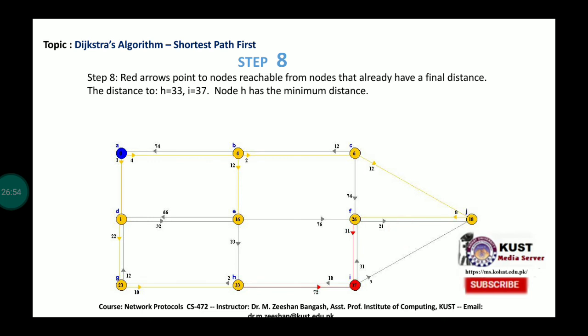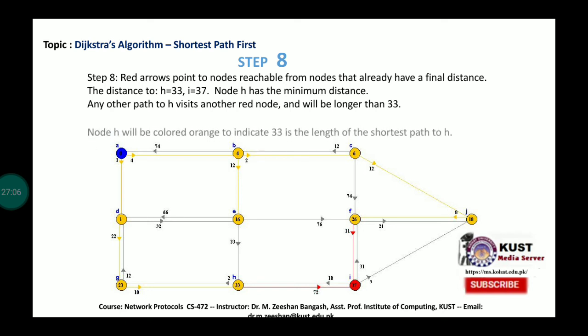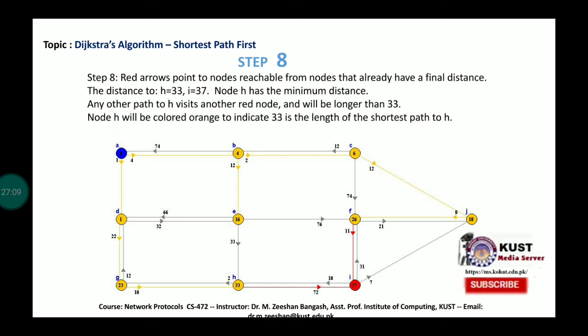Now the node H has the minimal distance. Now again the same steps, and in these steps H visits another red node and will no longer be more than 33. So it's again the same process, we repeated it, and now the node H has changed its color in order to indicate that this 33 is the length of the shortest path towards H.